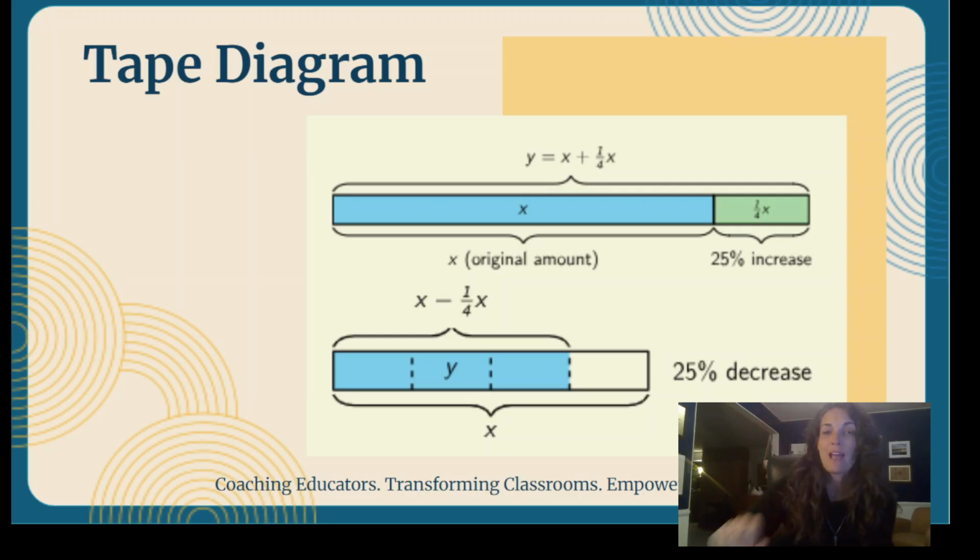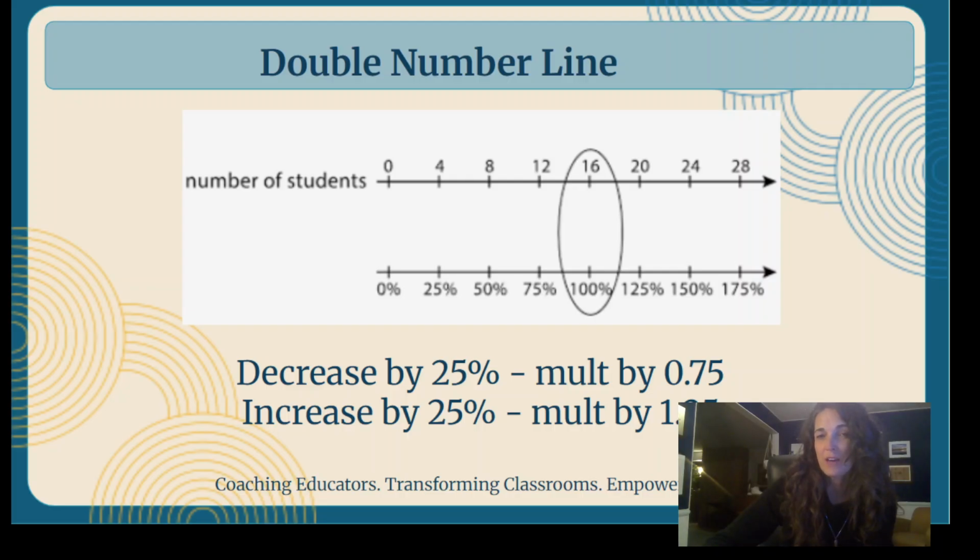So for example, if I have my original amount being X, I could add 25%. I would need to add on another fourth of my original amount. Or if I take off 25%, I'm taking off 1/4 of that original amount. We can also show that on a double number line, which students find super helpful.